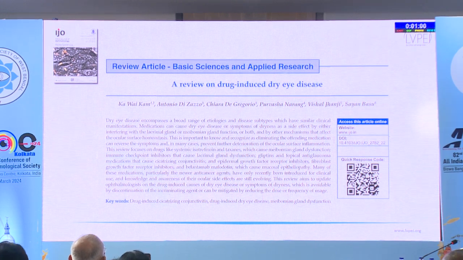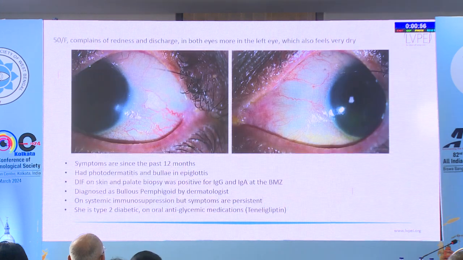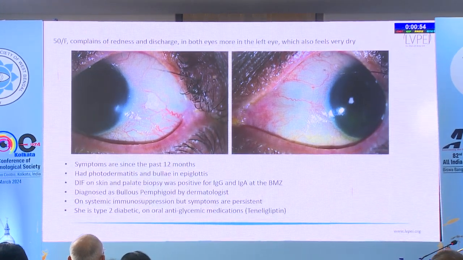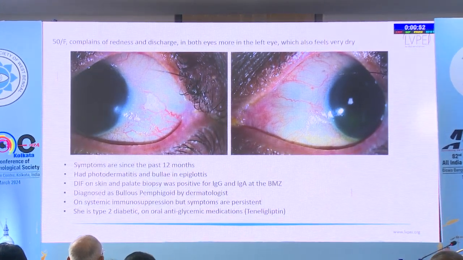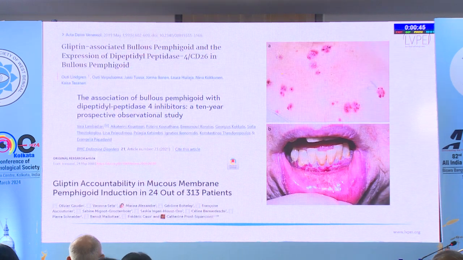Again, another very nice review article on this topic. Most commonly due to topical anti-glaucoma medications, but it can also be because of systemic medications. Nowadays, the commonest form that we see is because of anti-diabetic medications like gliptins. So gliptins can cause a disease which is called gliptin-induced bullous pemphigoid, which causes conjunctival cicatrization and dry eye.